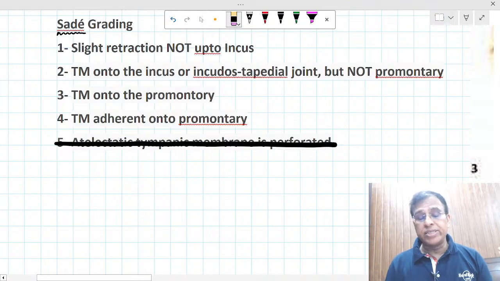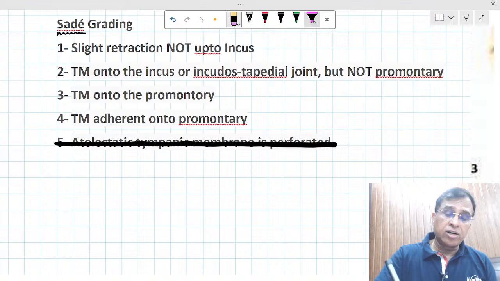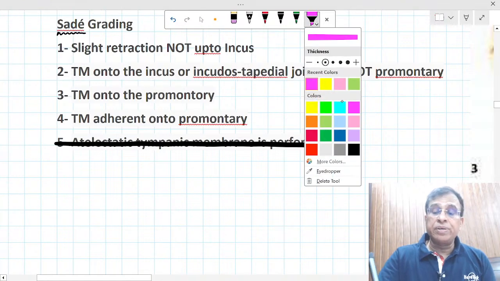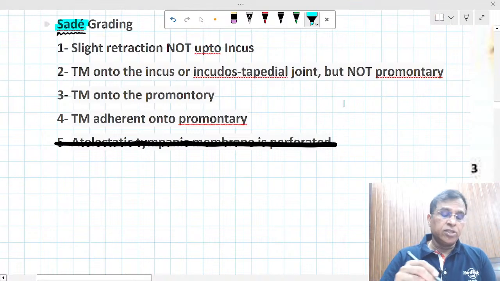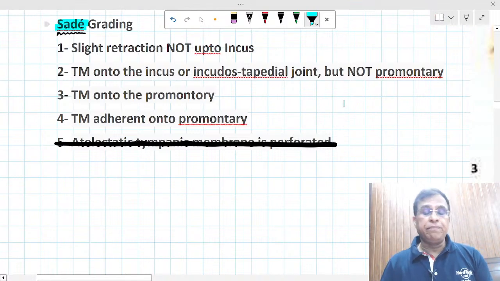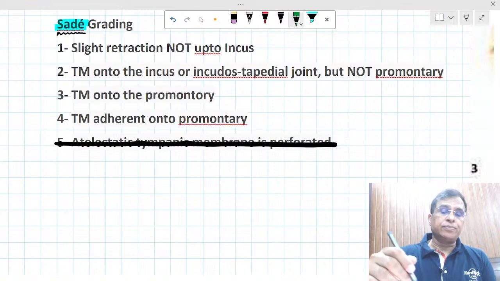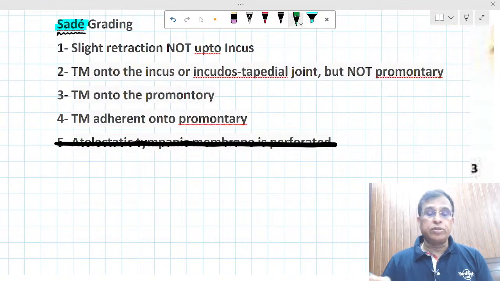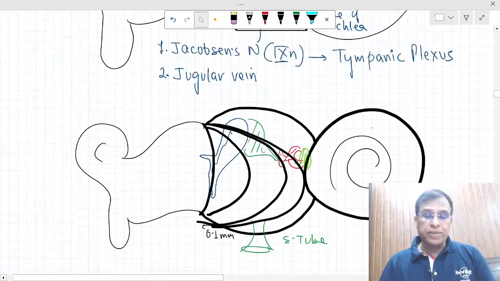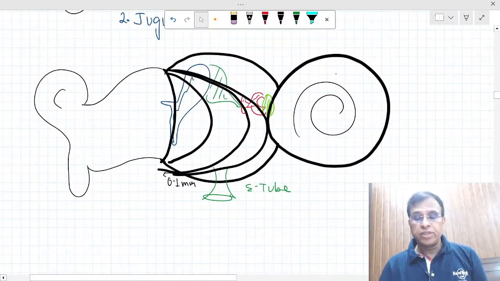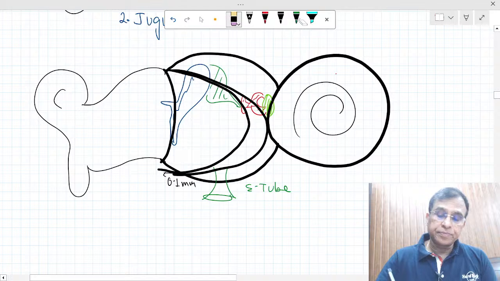Please remember, because they ask in the exam, and they've already asked the name of the person who gave the grading, and the name is Sade, Sade. So this is called Sade grading of tympanic membrane retraction. So that's why this is important. So this is one thing that I wanted to explain with the help of the diagram. So let me remove these grades.